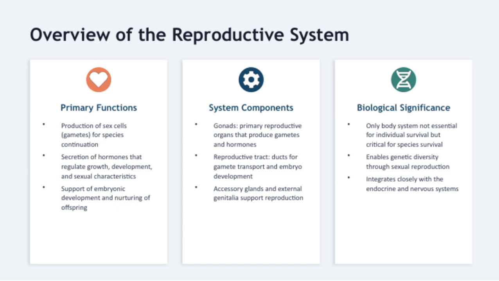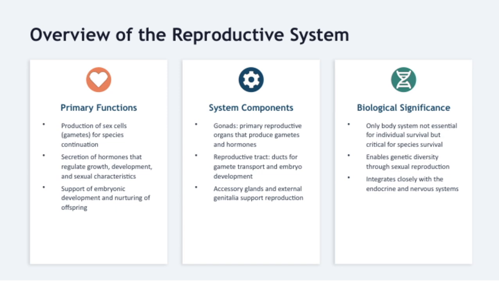The reproductive system also works closely with the endocrine and nervous systems, coordinating complex processes like hormone production and reproductive behaviors. When we talk about its biological significance, we focus on the gonads. These are the primary reproductive organs. They produce gametes, which are the reproductive cells, and hormones that regulate various functions. The reproductive tract includes ducts that transport these gametes and support embryo development, while accessory glands and external genitalia facilitate reproduction itself.